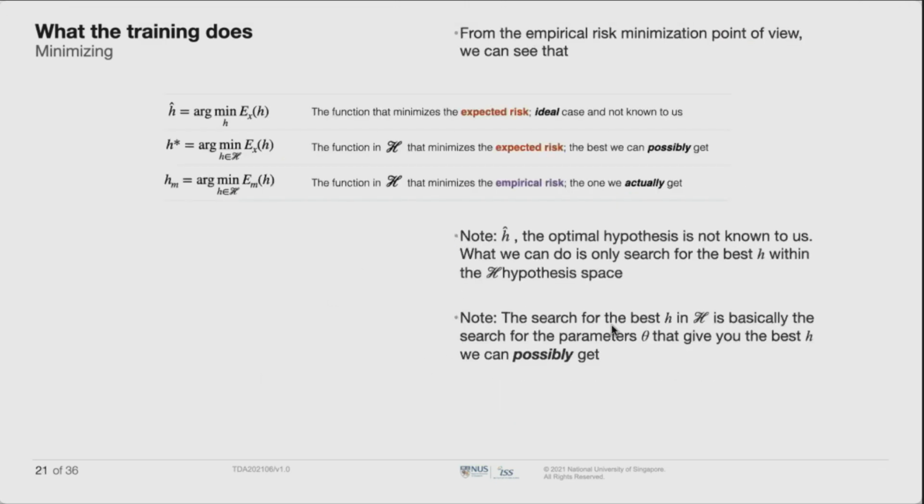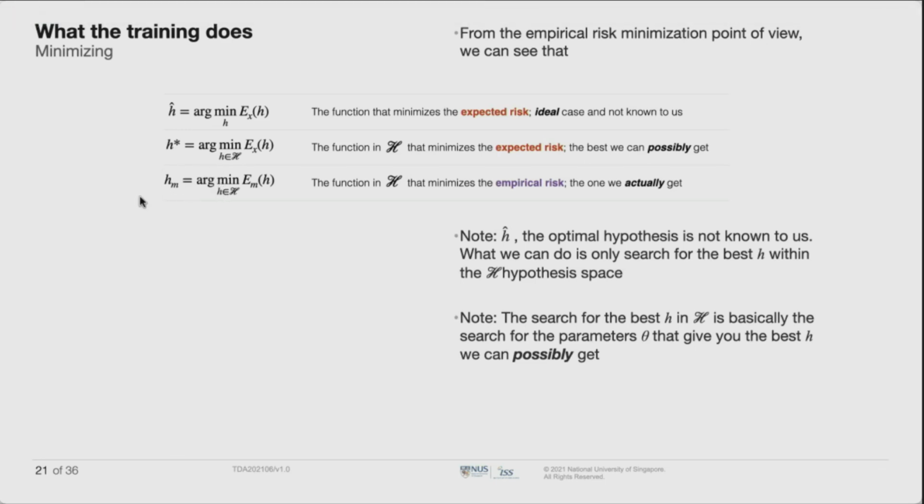With the exposure to the concept of expected risk and empirical risk, let us relook at the various types of hypotheses we have encountered in machine learning. So the optimal hypothesis H hat is a function that minimizes the expected risk. This is the ideal solution, and we do not know what that is. On the other hand, H asterisk is the best hypothesis we can get from the hypothesis space. Both hypotheses minimize the expected risk, but there is a significant difference. H asterisk is one of the hypotheses in the hypothesis space. But for the optimal hypothesis, this is not necessarily the case, and we do not know what this is. So H asterisk is the best we can possibly get.